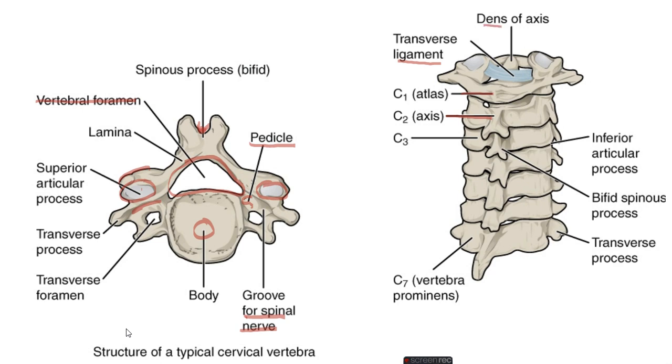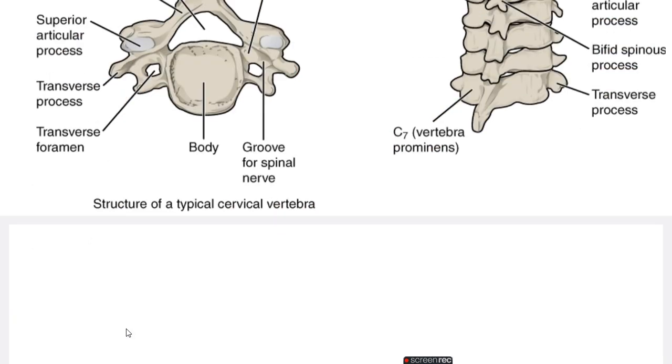And this is the dens of the axis. This is the inferior articular process. And then we have the transverse process. This is the C7 vertebra prominens. This is a body, transverse foramen. Transverse foramen, this is a small groove or a hole in the vertebra. This is a small groove, or this is also the transverse foramen. These are the transverse processes, and this is all about the structure of the bone.